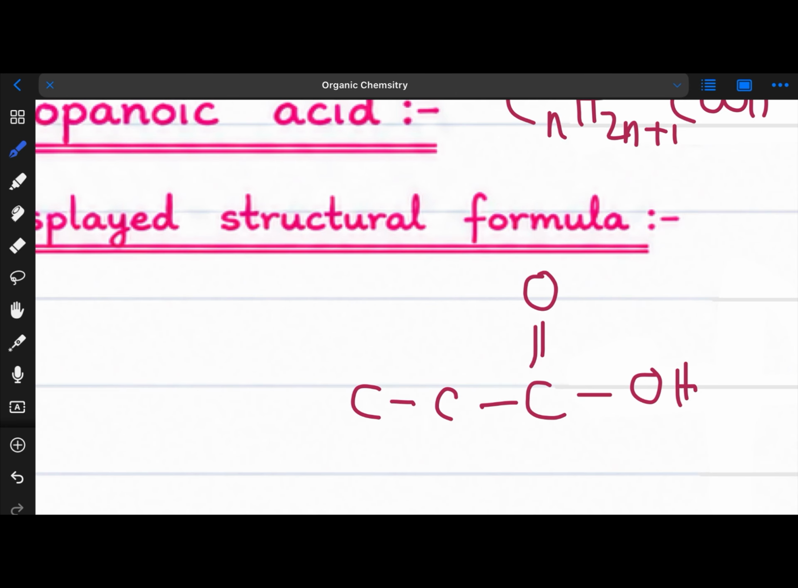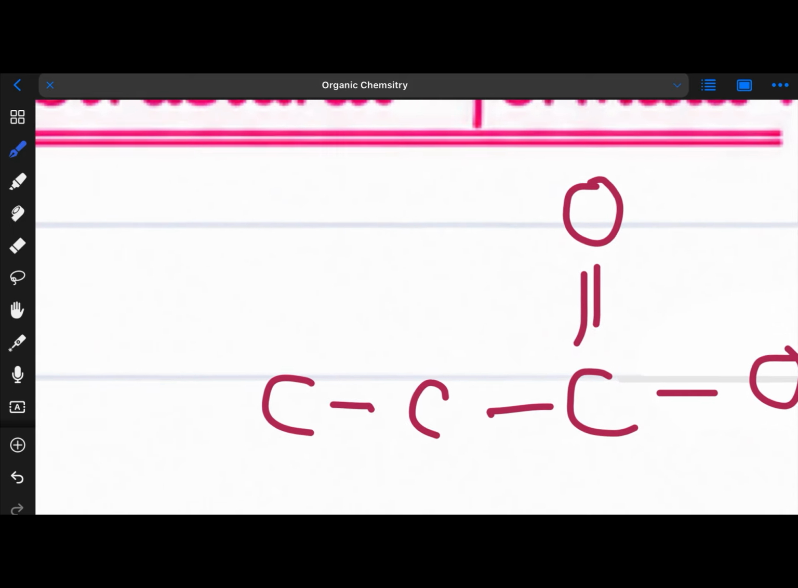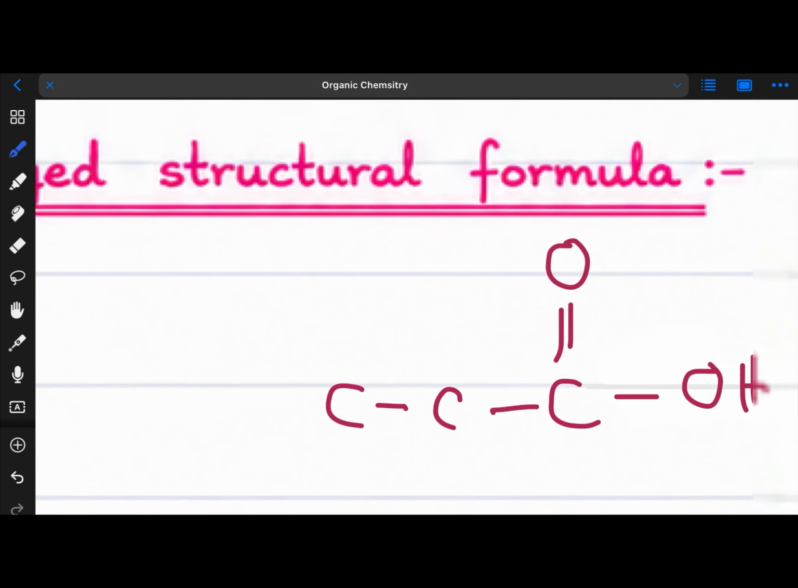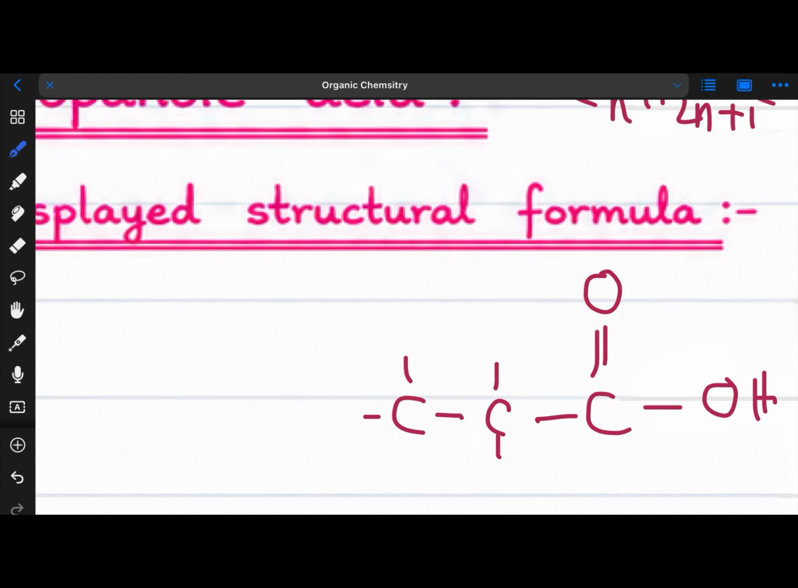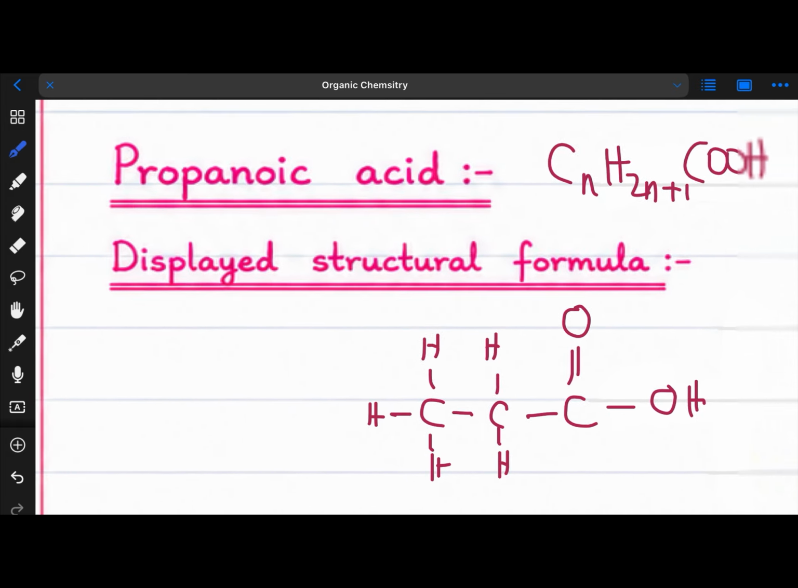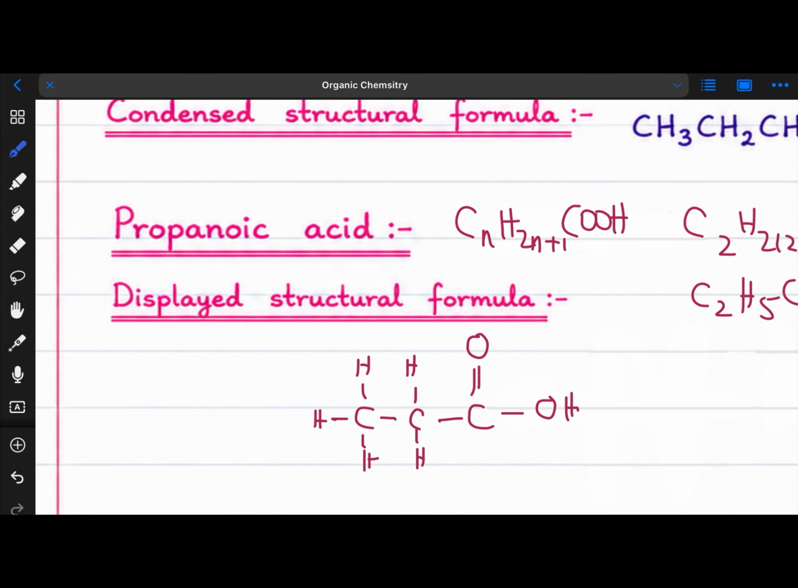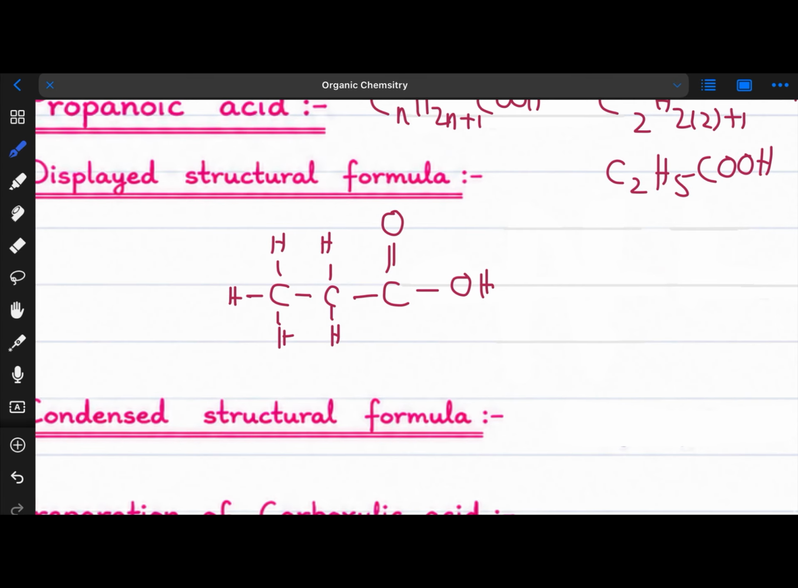And now let's complete the 4 bonds of each C. It has 2 bonds already made, so let's complete the remaining 2. And we're going to do the same thing with this. And now let's put an H atom along with each line like this. 1, 2, 3, 4, 5. And this is how we have written the displayed structural formula of propanoic acid. Now let's talk about the condensed structural formula.